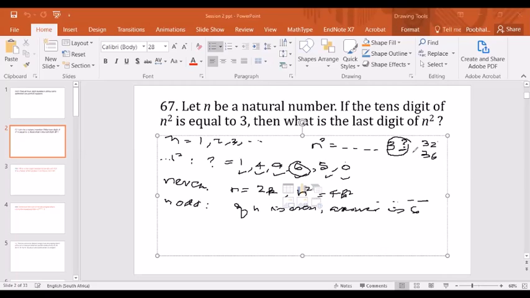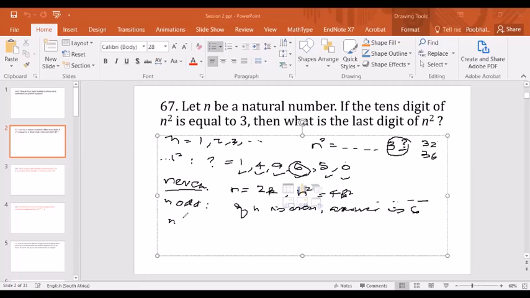I'll just repeat that. The last 2 digits must be a multiple of 4. The only multiples of 4 which start with 3 are 32 and 36. So you can't have n squared ending in 32 because it can only end in certain digits. So the only possibility is that it has to end in 6. Okay, so that takes care of the even part, but we still must take care of the odd part.